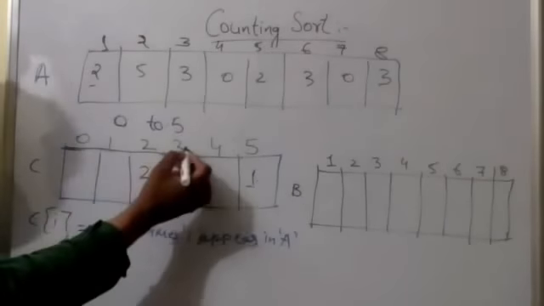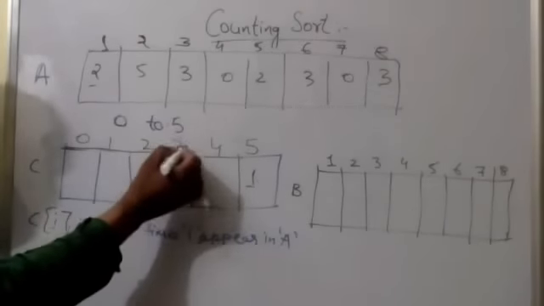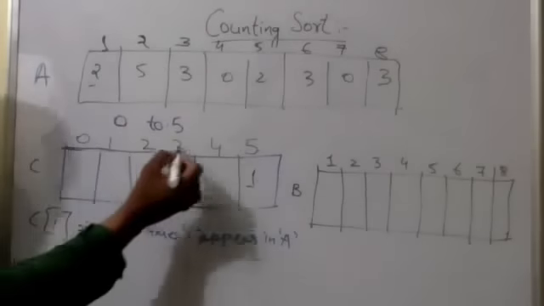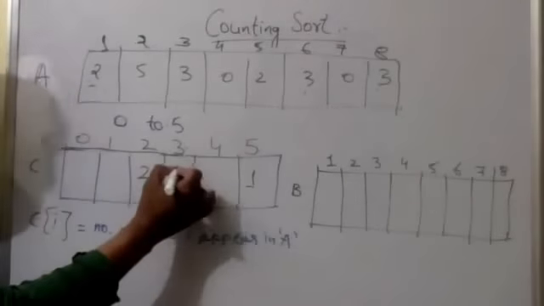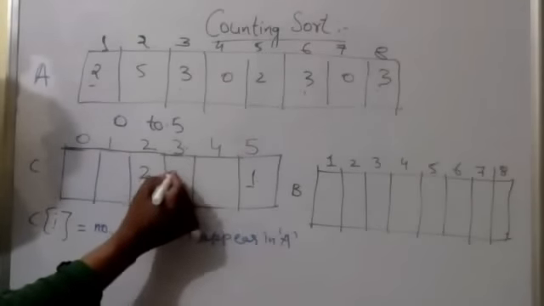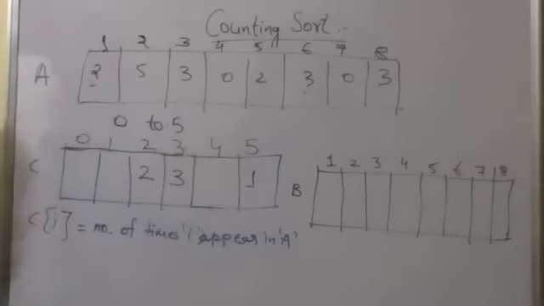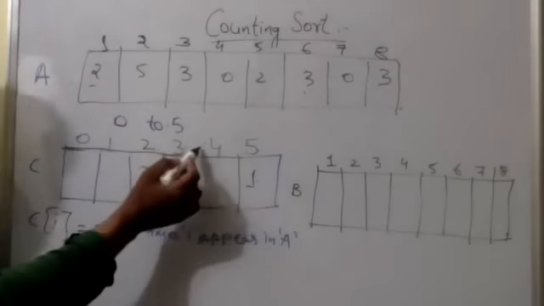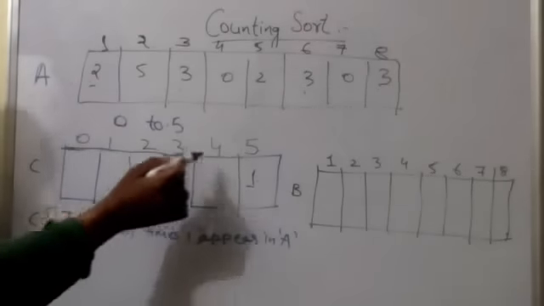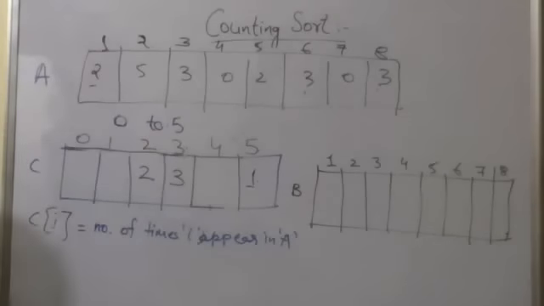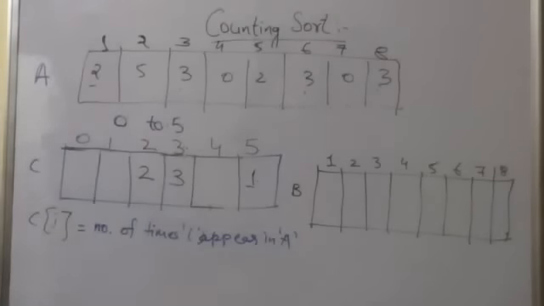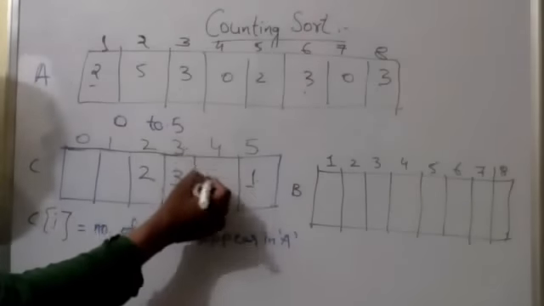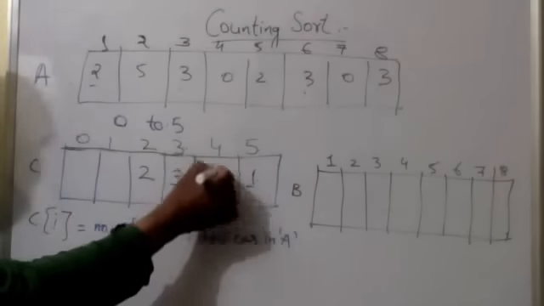Similarly, what value will be stored at index 3 in array C? Now see, 3 appears 3 times in array A. So at index 3 we will store 3. Now what value will be stored at index 4 in array C? Now the element 4 does not appear in array A. So at index 4, we will store 0.